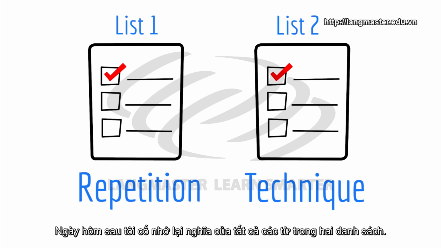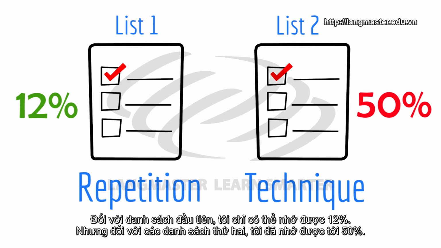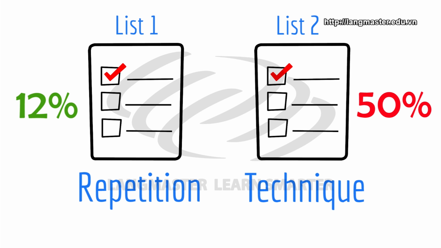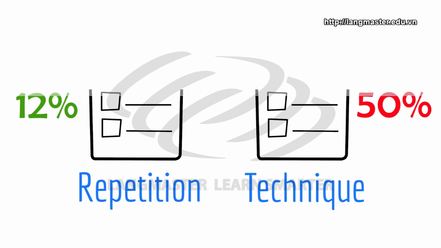The next day, I tried to recall the meanings of the words in both lists. For the first list, I was able to recall only 12%. But for the second list, I recalled as much as 50%. This is pretty impressive considering the fact that I spent only 1 minute memorizing each word. So let me explain the technique.